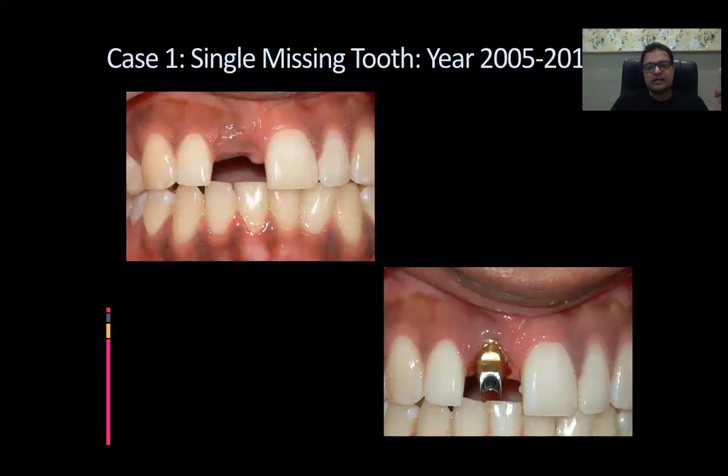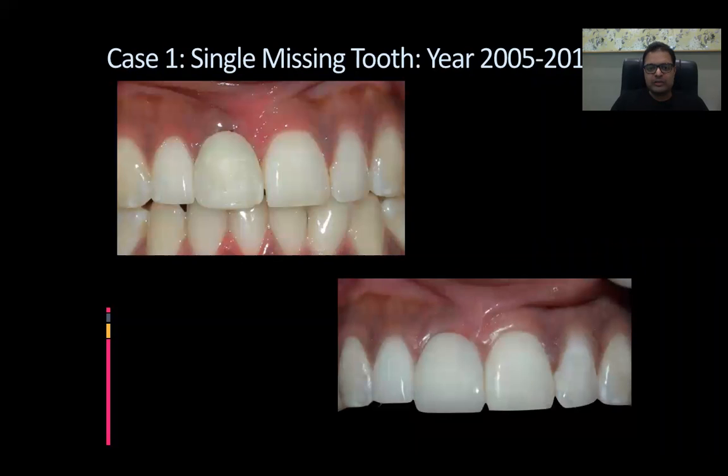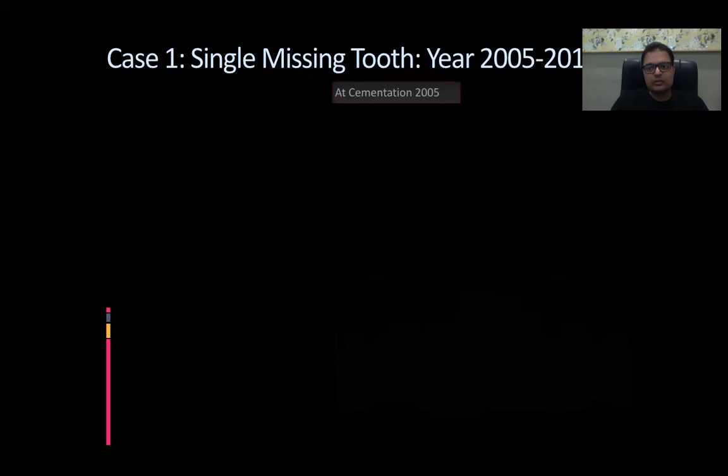Let's look at this clinical situation. This is a case treated in the year 2005. We have followed it up till 2014. This case shows that she has a flat gingival bioform. This is a young girl then. You can see the gingival contour looks very good. Teeth are squarish, flattish. So we did a conventional implant placement, temporization, and then final restoration. We finished the case in 2005.